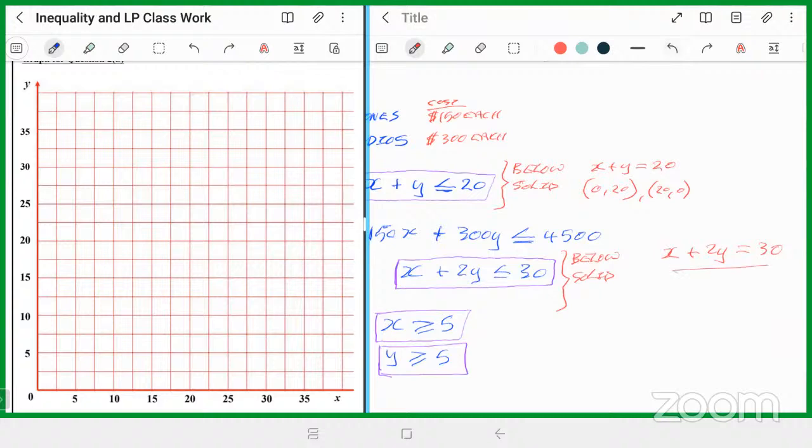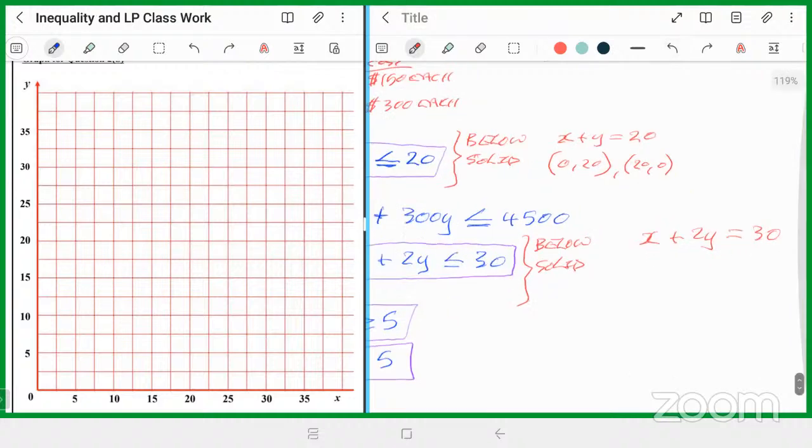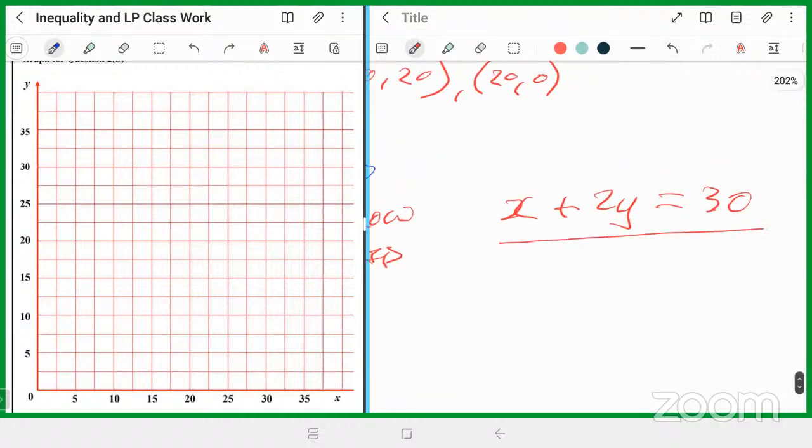All right, so I want to draw this on a graph. A quick way to draw a line like this on a graph, which you're going to see frequently in these topics, linear programming, is to just basically plot two points.